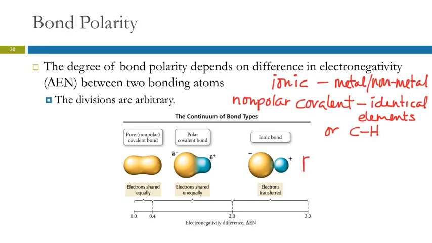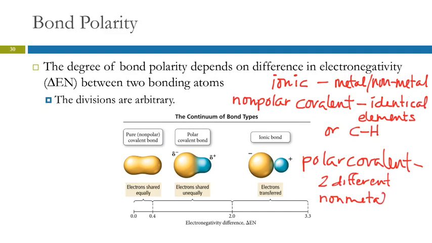So for the polar bonds, for polar covalent, two nonmetals that aren't the same. So two different nonmetals. And the one exception there is carbon-hydrogen. So if you've got carbon and chlorine, would that be a polar bond? Are they different? Yeah, that's going to be a polar bond.